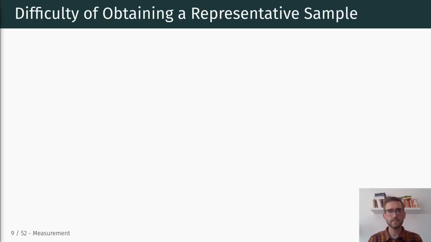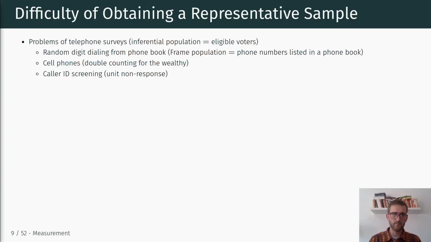So as I mentioned, in practice, it's often a lot more difficult to obtain a representative sample. And there are different issues and different challenges with different types of surveys, right? For example, there are problems with telephone surveys where, again in the context of election polling, our inferential population is all eligible voters, right? Traditional telephone surveys are often based on what is called random digit dialing from phone books. Ultimately they take area codes and then take the first couple of digits of the phone number and then randomly change the last 3 or 4 digits, and through that process randomly sample respondents.